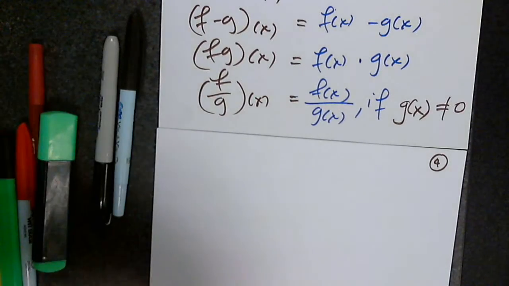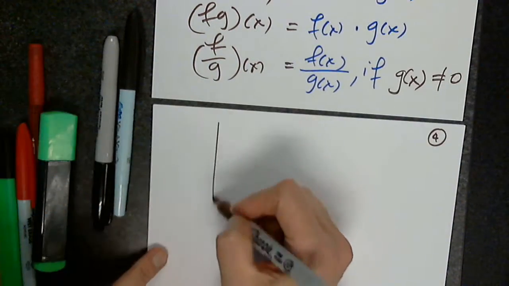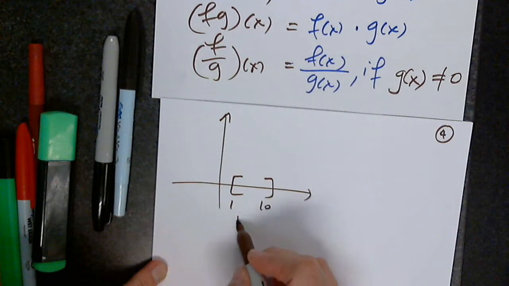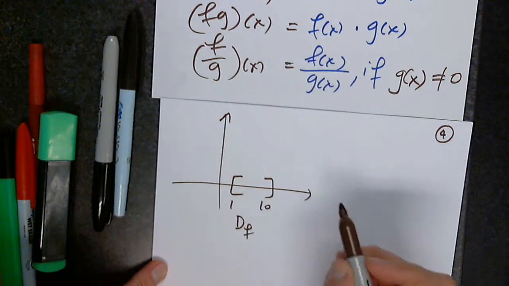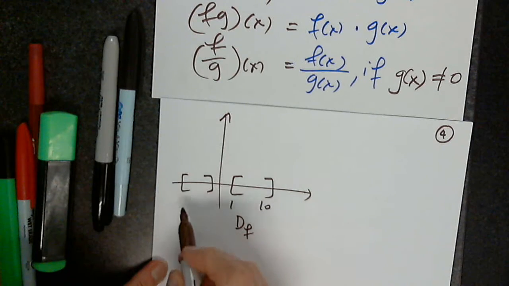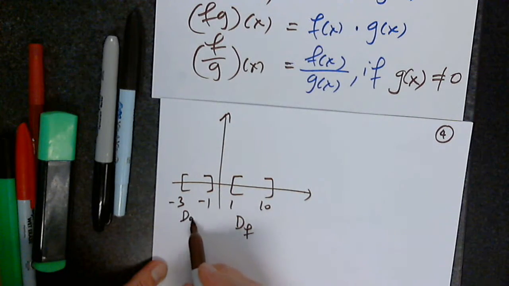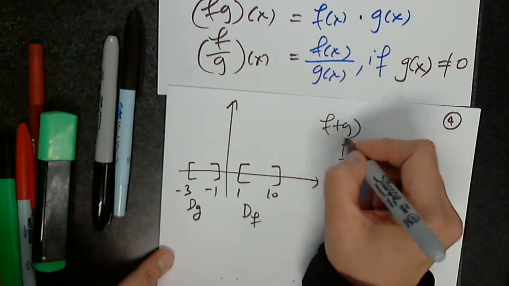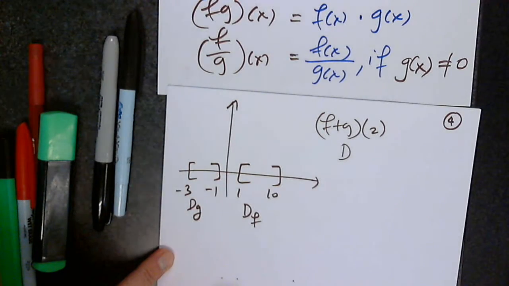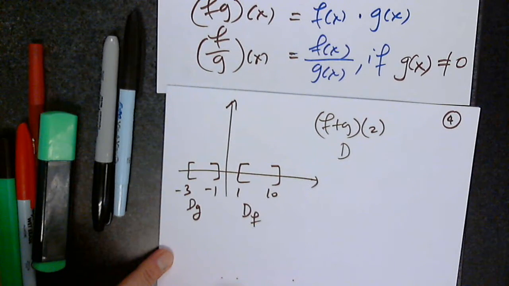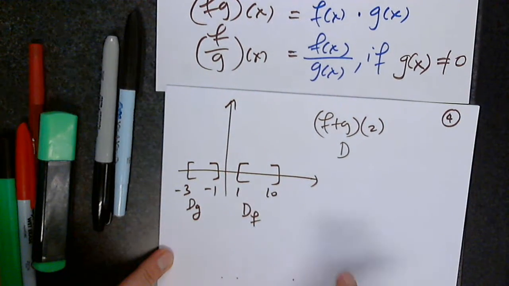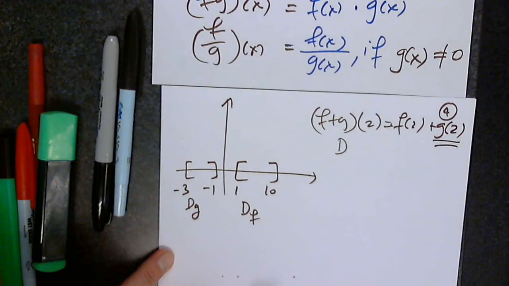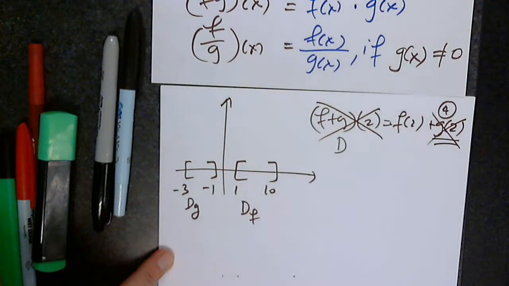If one function, let's say f, is defined between 1 and 10, that's the domain of f, and the other function, let's say g, is defined between -3 and -1, that's the domain of g, do you think that I can create f plus g of 2? No, because I have f of 2, but when I get to g of 2, what will I say about g of 2? Does not exist. So then this does not exist.